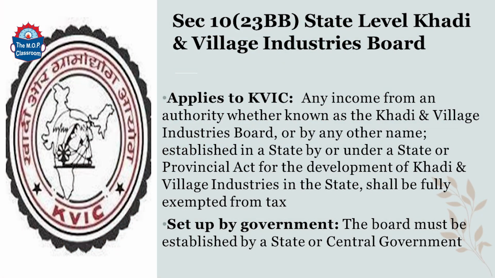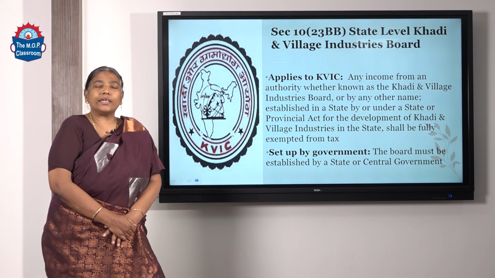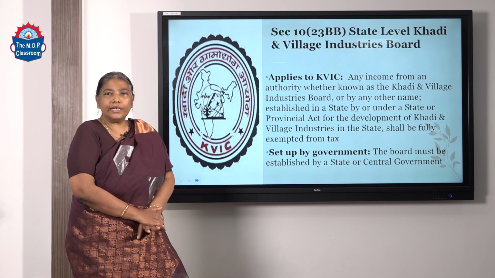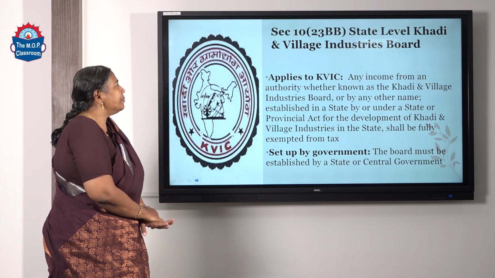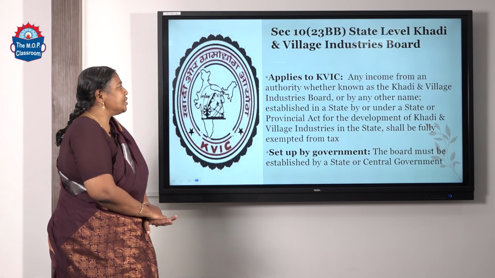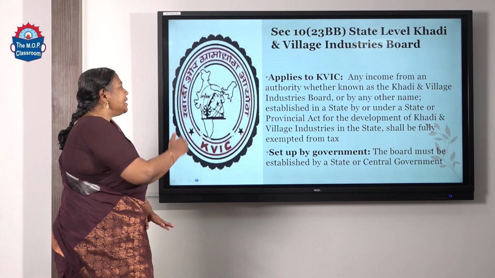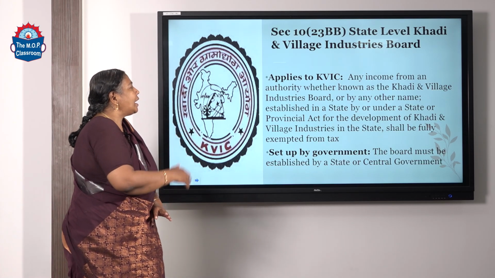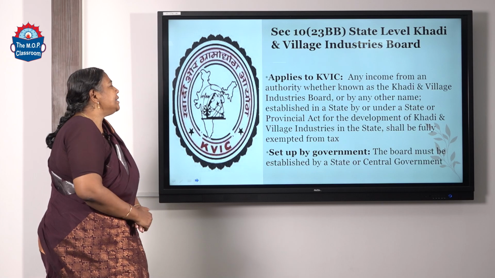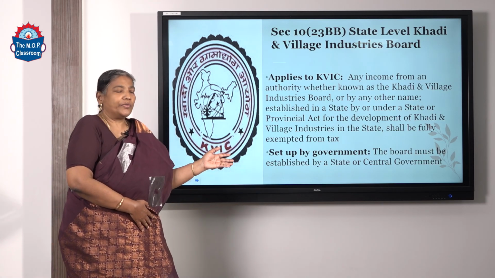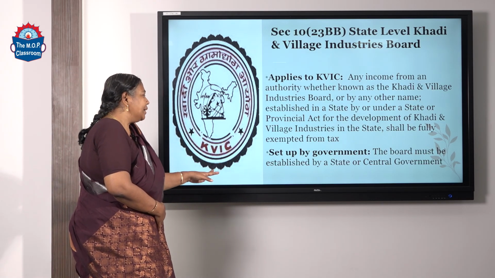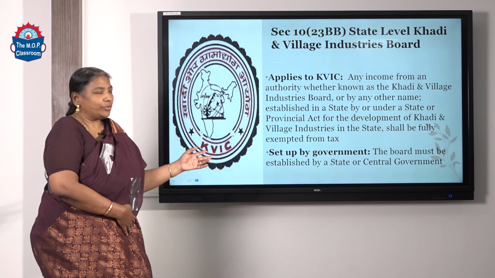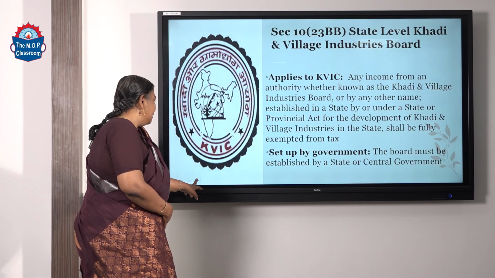Next, 23BB, and girls, only the subsection is differing, and all the sections are under section 10 only. Now this is the income that accrues to the state level Khadi and Village Industries Board. Any income of an authority, whether known as Khadi and Village Industries Board or by any other name, established in the state or provincial act, is fully exempt from tax. The board will be established only by the state or the central government.